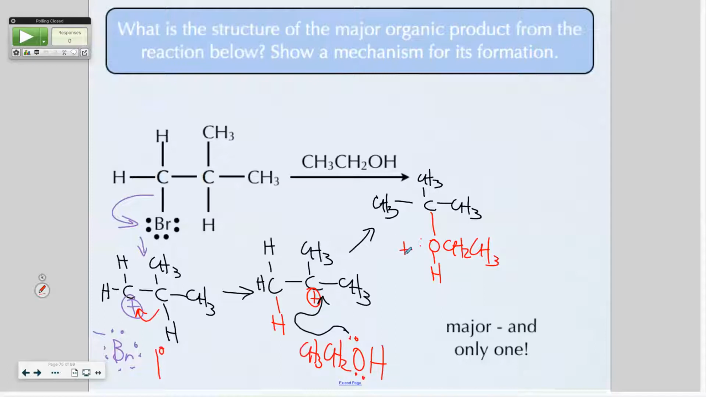Okay, now what do we got to do? Get rid of the hydrogen. Excellent. So we're going to take another ethanol. And what is it going to do? Going to grab the H, the proton, and then these electrons go to the O.